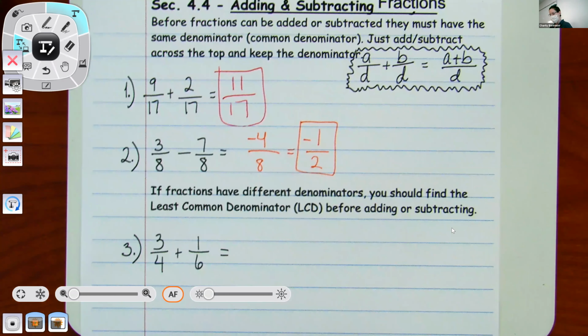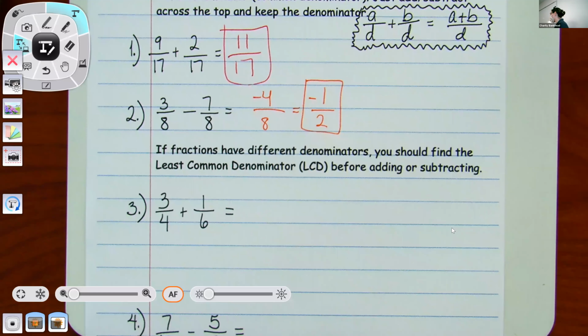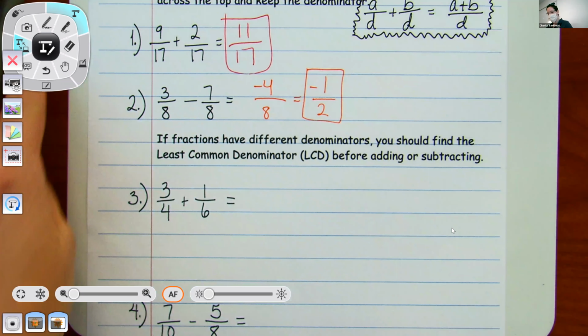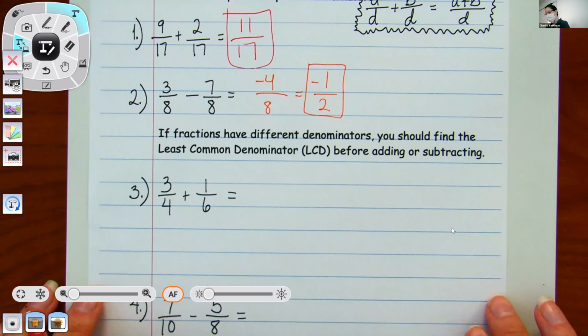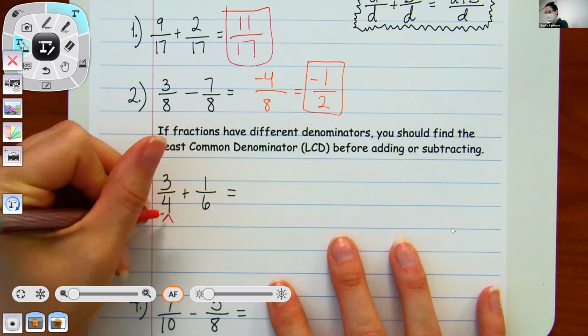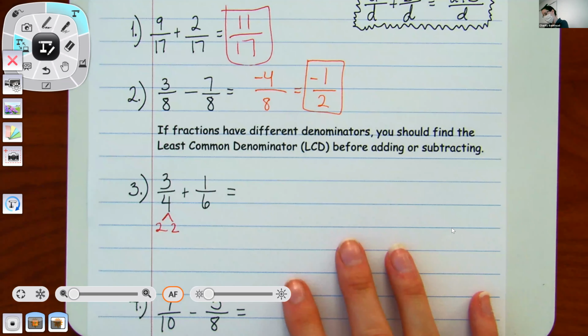All right. So if the fractions do not have the same denominator, then you need to figure out the common denominator first. Okay. So there's different ways of doing that. I'm going to show you how you can do it using a factor tree. So, for example, 4 is 2 times 2, and 6 is 2 times 3.